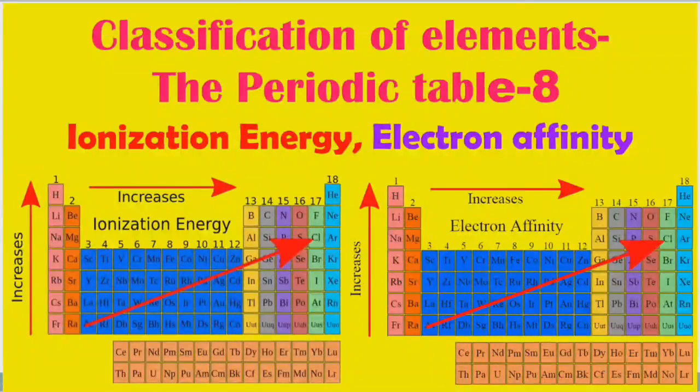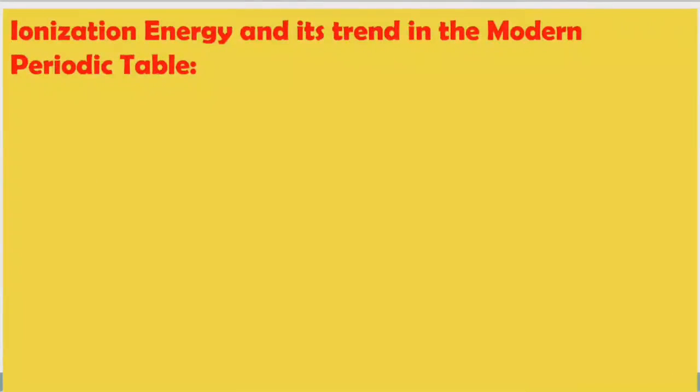Hi students, in the last class we discussed atomic radius and its trend in the periodic table. In this class we will discuss ionization energy and also electron affinity. First, ionization energy and its trend in the modern periodic table.